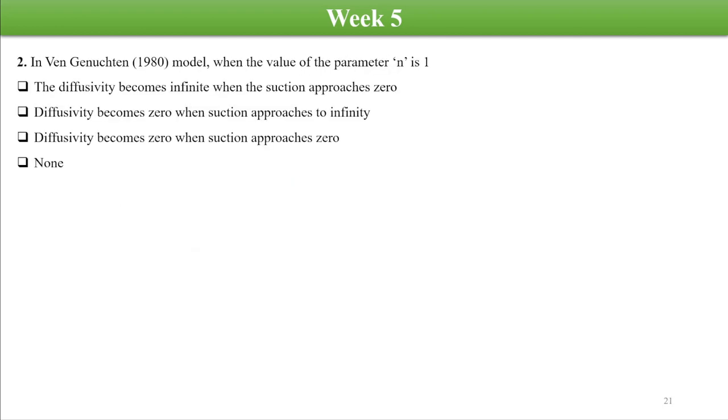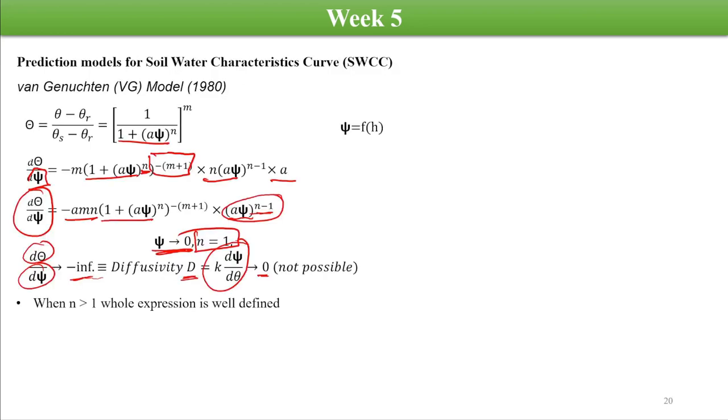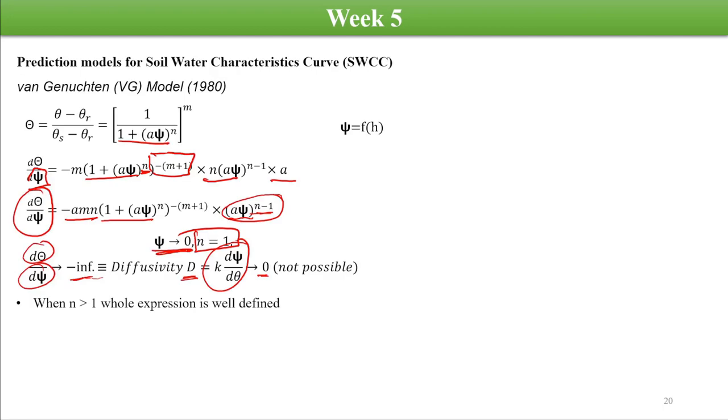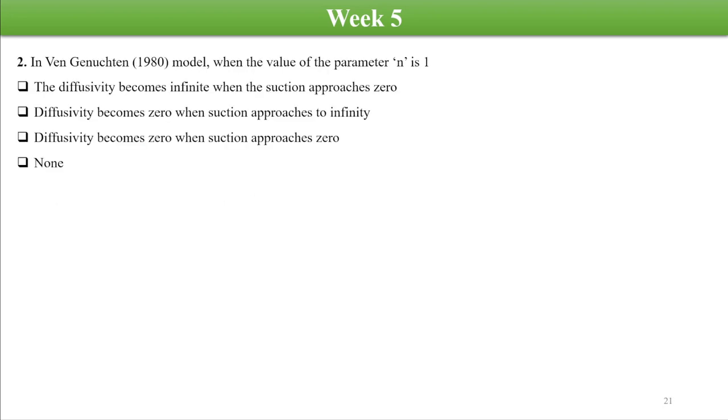So there was a question: in the Van Genuchten model, when the value of the parameter n is 1, what will happen? At that point, the diffusivity tends to 0. When the suction approaches 0, when the psi value approaches 0, the diffusivity also tends to 0. So the diffusivity becomes 0 when the suction approaches 0, right?